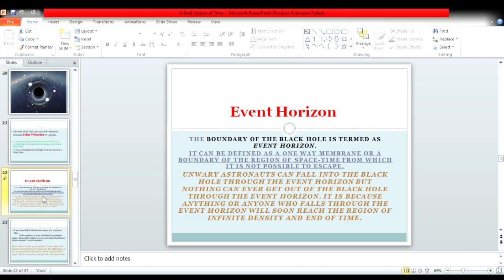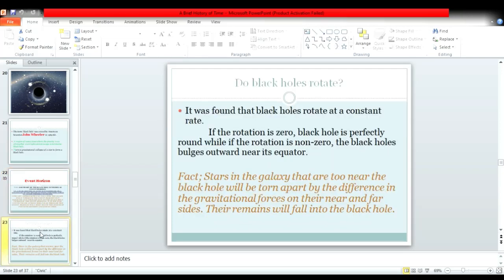Event horizon. The boundary of the black hole is termed as event horizon. It can be defined as a one-way membrane or a boundary of the region of space from which it is not possible to escape. Astronomers can fall into the black hole through the event horizon, but nothing can ever get out of the black hole through the event horizon. It is because anything or anyone who falls through the event horizon will soon reach the region of infinite density and end of time. Do black holes rotate?